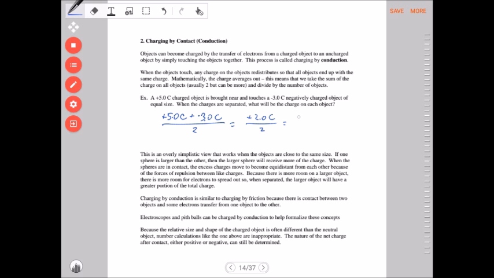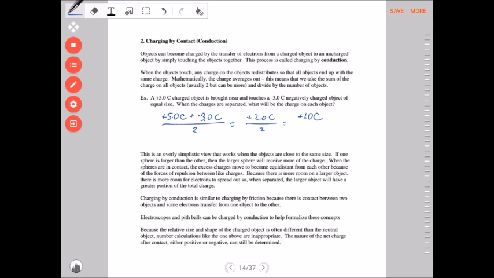So that means that each object would get plus 1.0 coulombs. Okay, makes sense? Now, this is an overly simplistic view that works only when the objects are close to the same size. If one sphere is larger than the other, then the larger sphere will receive more of the charge. When the spheres are in contact, the excess charges move to become equidistant from each other because of the forces of repulsion between the like charges.